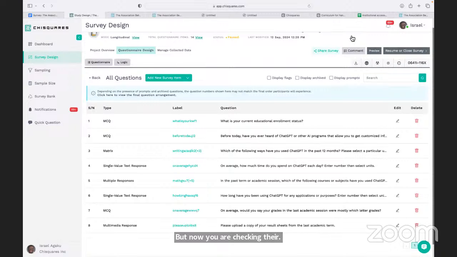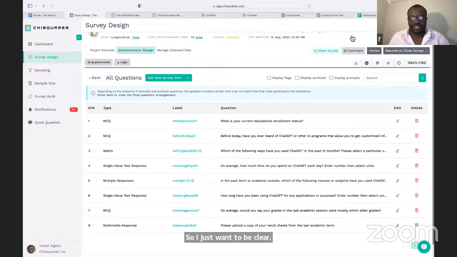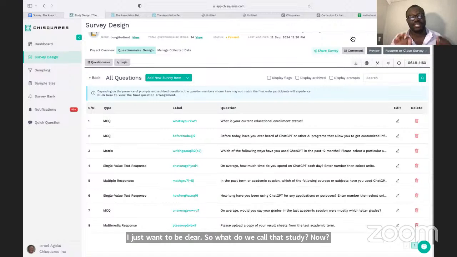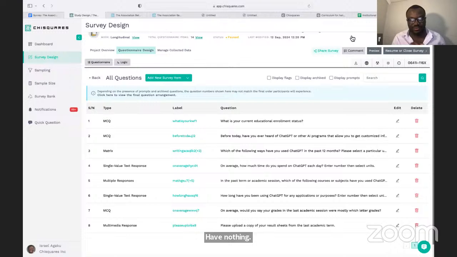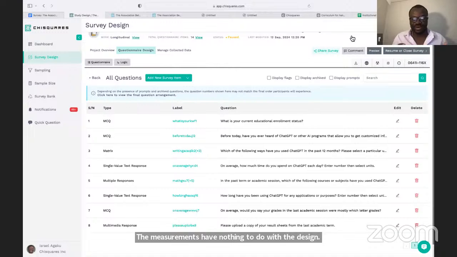So I just want to be clear. So what do we call that study design now? The measurements have nothing to do with the design, right? The design is influenced by, like in your case, right? There are so many scenarios that could happen. Scenario number 1, I'm designing a cross-sectional study.